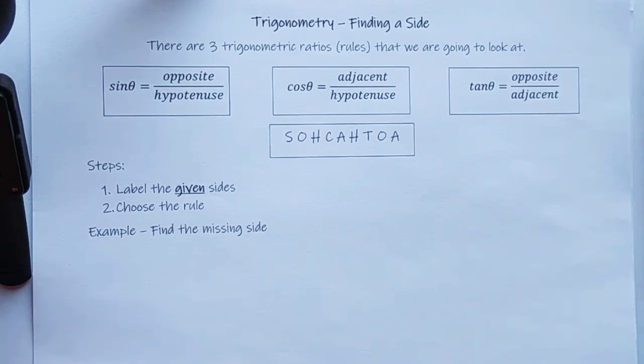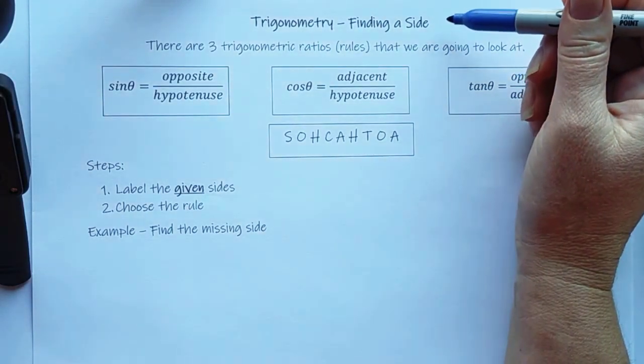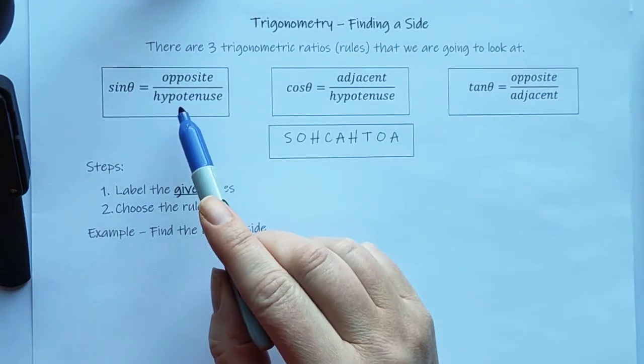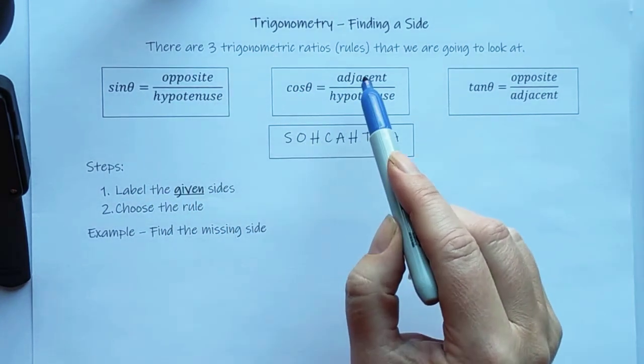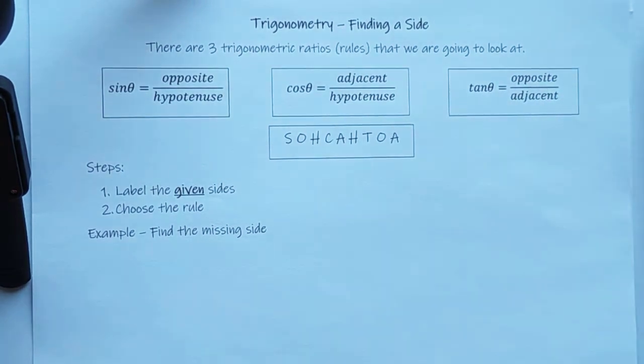Hello, today we're going to be looking at trigonometry again, but this time we are going to be finding the length of a side in our triangle. It's the same three rules as we've looked at when we were finding an angle. Sine is opposite over hypotenuse, cos is adjacent over hypotenuse, tan is opposite over adjacent. Same steps that we used when we were finding the angle.